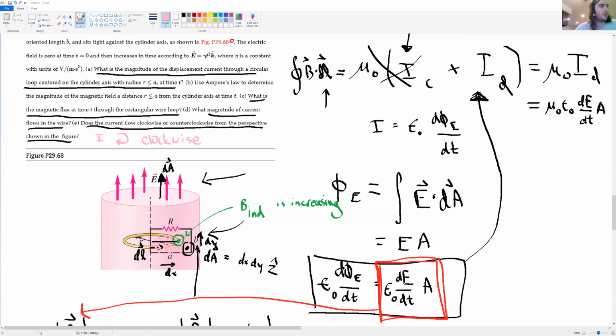Maybe I can pull up the solution. What was the number of this question again? 68, was it? Yeah, 68. Okay, let's take a closer look here at the solution. I can pull up the solution and see what they say on this one. Okay, let's see. Chapter 29, 68.